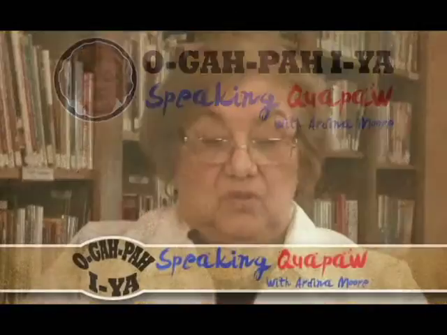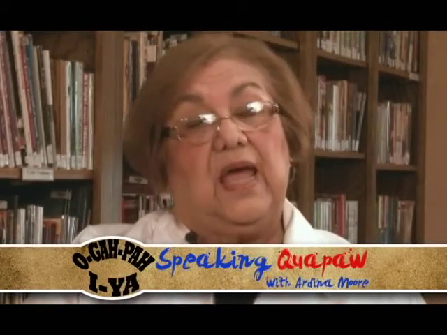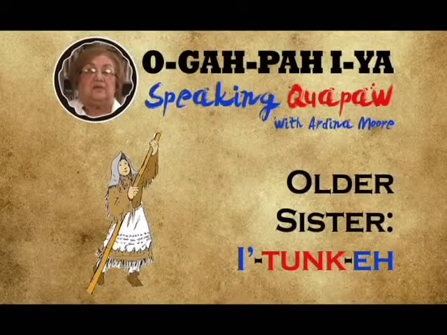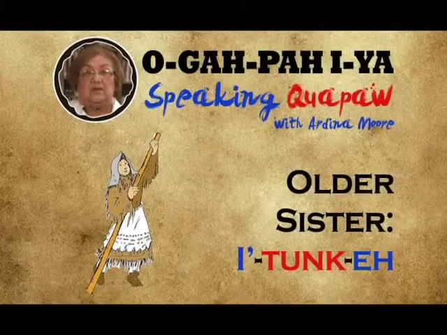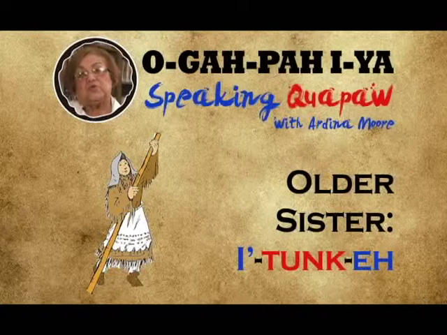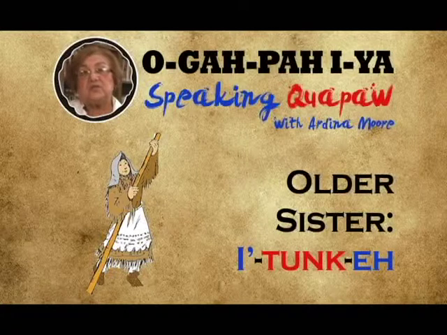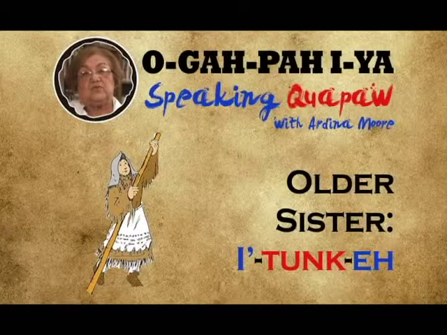The word for sister, and actually it means big sister, is I-TA-TAY. So this would be an older sister. If you have several sisters in your family, the oldest sister would be called I-TA-TAY. Younger sister or little sister would be WEE-ZEE.